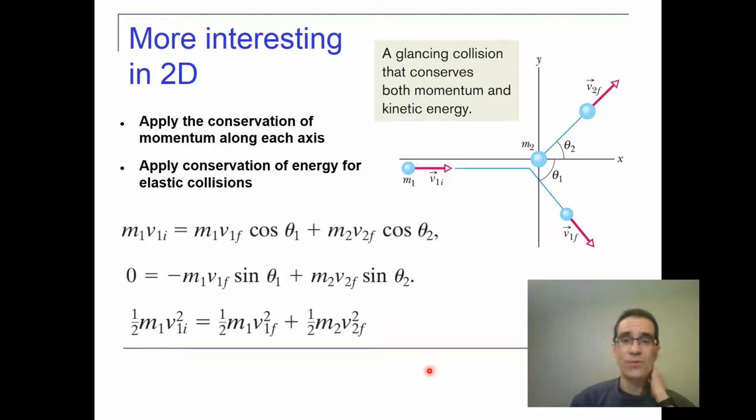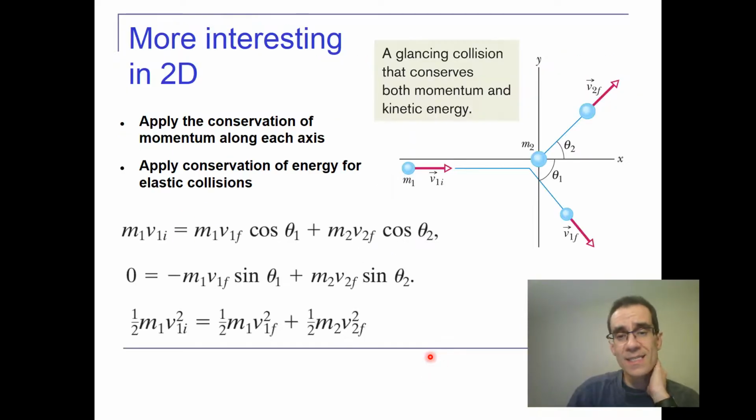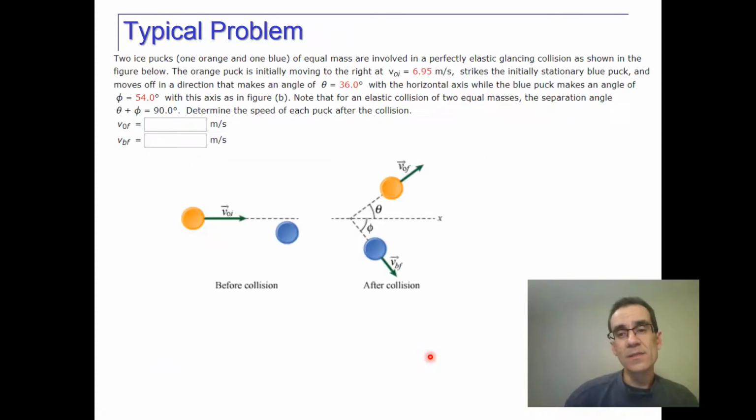And let me show you 2 examples that are going to come up in your assignments. Look at this lovely problem. It's a typical problem. Look, it's exactly the same setup, right? It's a different cartoon. Look, you have 2 ice pucks. One of them is at rest. They have equal masses, right? And they are involved in a perfectly elastic glancing collision. You see, mechanical energy is going to be conserved.